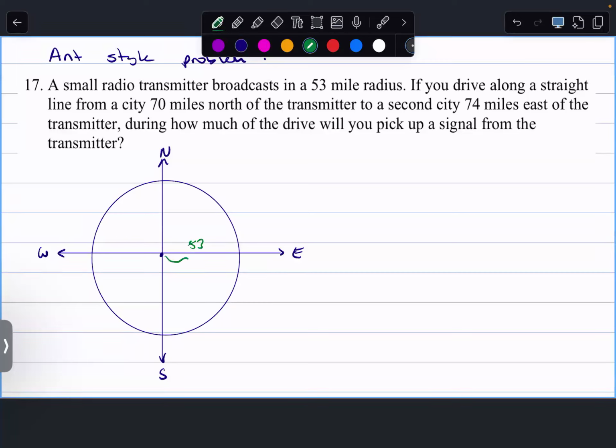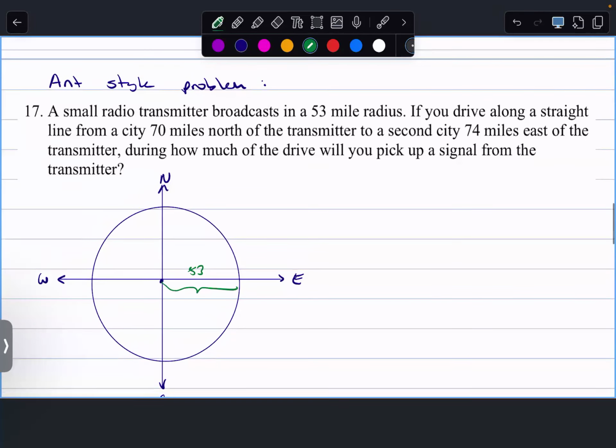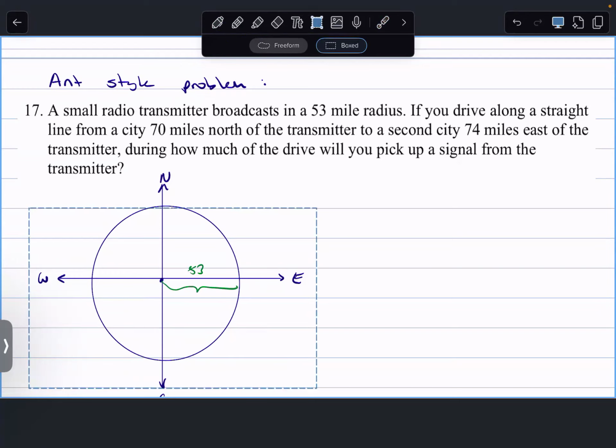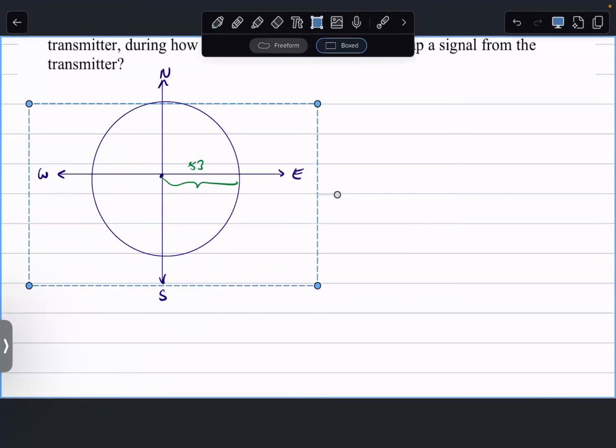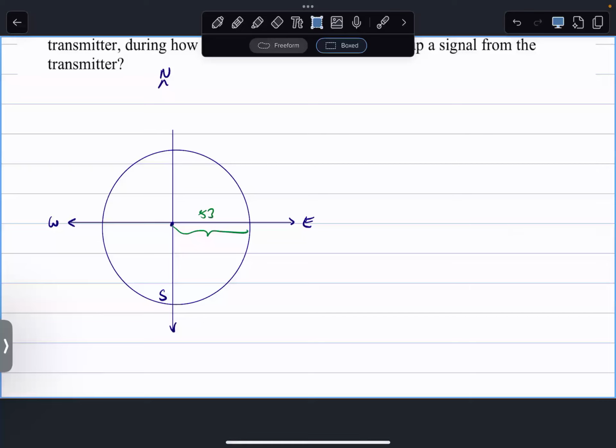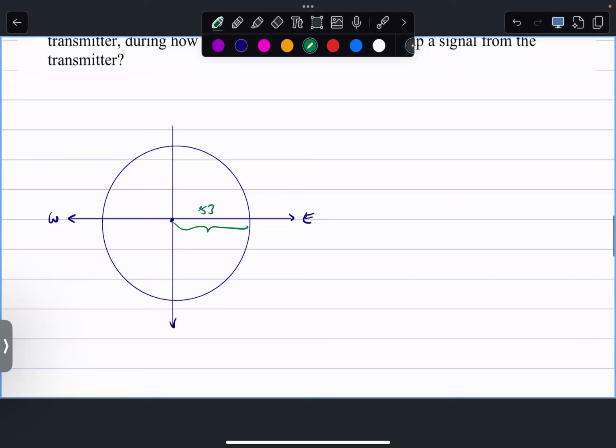We've got a 53-mile radius. And so then this is at 53 and this is at 53. Just in reference to where I'm going to start from and where I'm going to end, I didn't want to draw on the question. Let's keep going here.